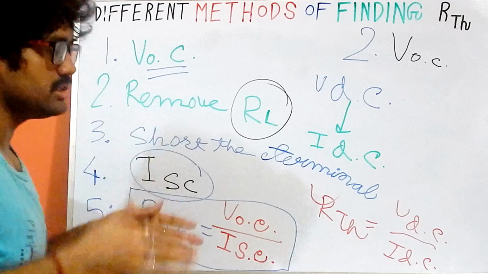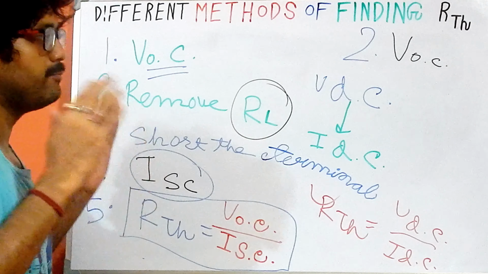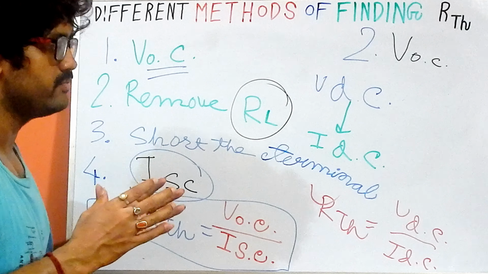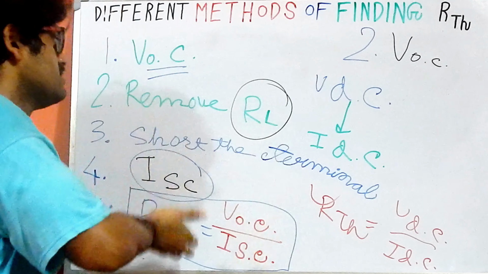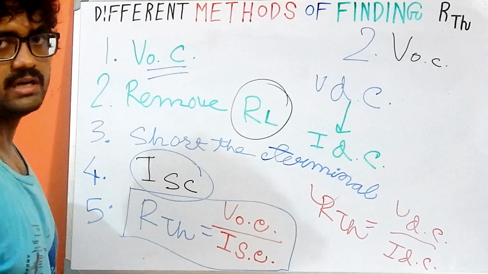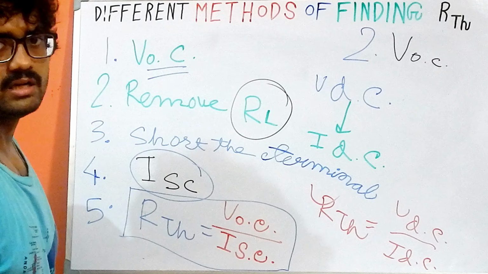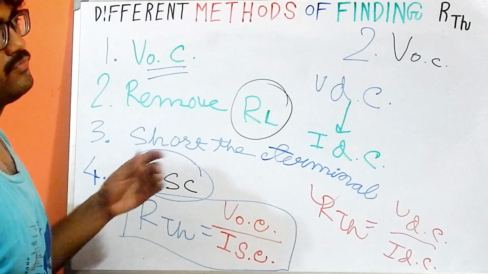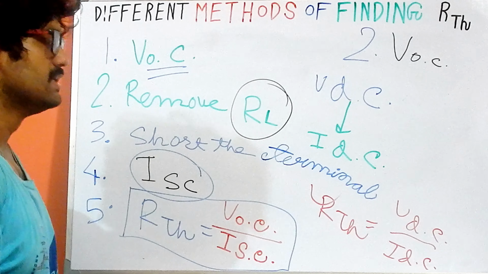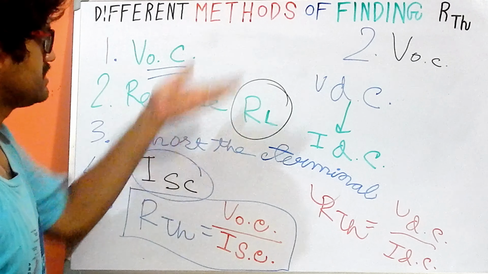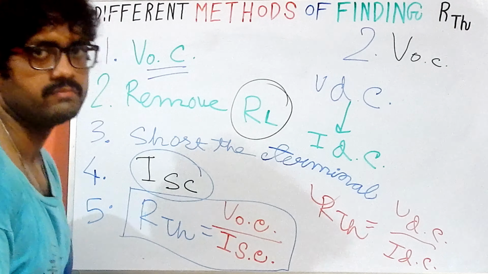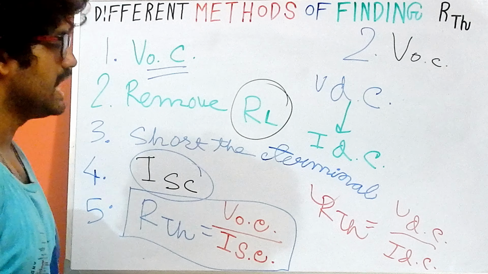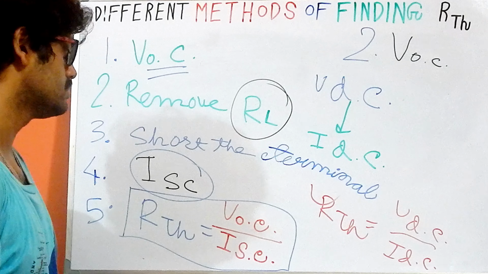I want to repeat this portion once again. These two procedures are applicable for the condition of dependent voltage or current source. If a dependent voltage source or current source is present in our circuit, then we should use this procedure to find out the equivalent resistance for our Thevenin theorem. But for an independent voltage source, the previous procedure is enough to find out the RTH. To understand these procedures, you should solve some problems, and after that you will get the idea of how to find out the RTH.